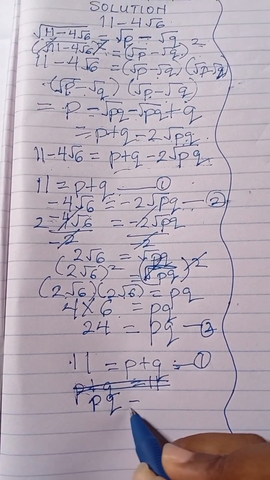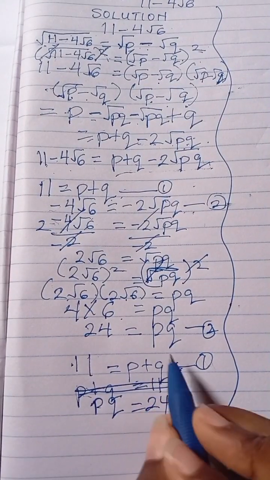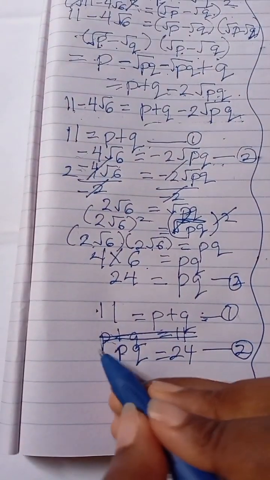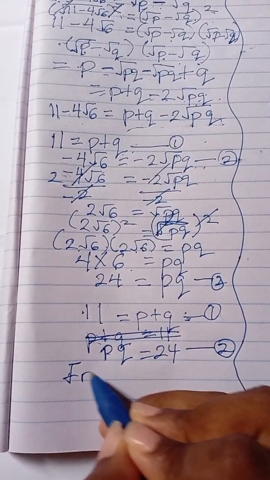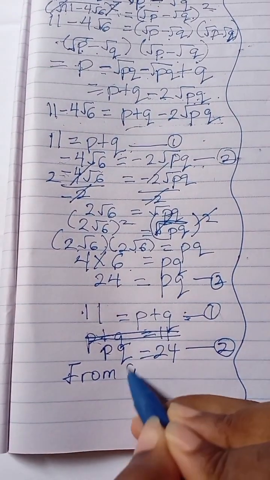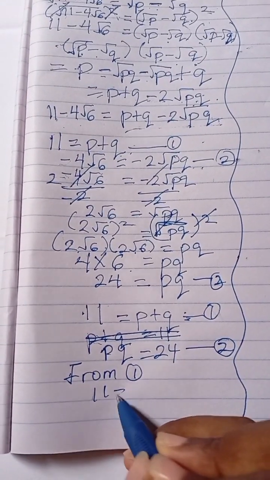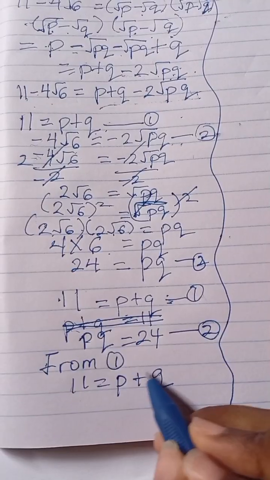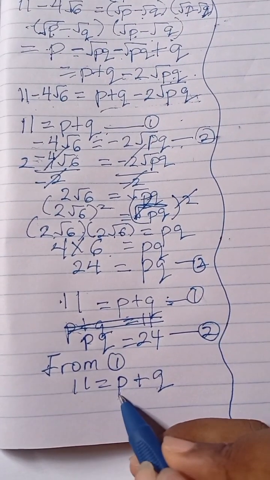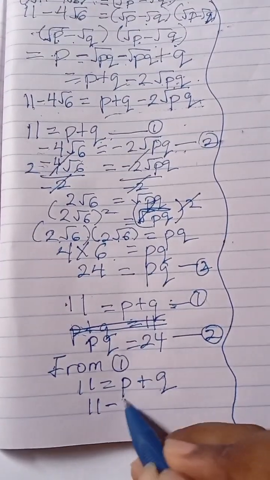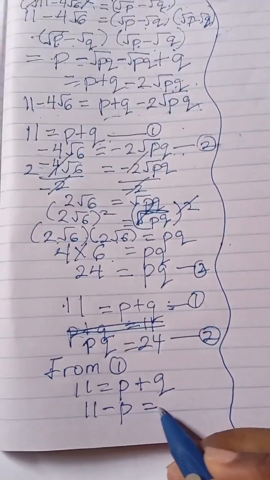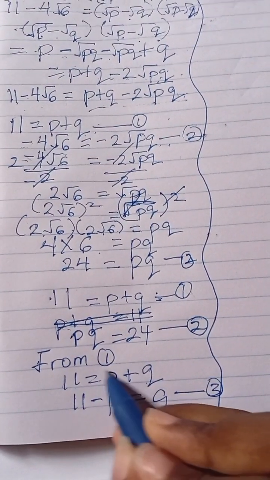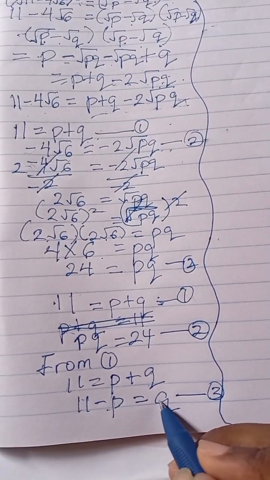PQ is equal to 24. I exchange where they were. Equation 2. So now, from 1, which is 11 equals P plus Q, let's make Q the subject. We want Q to stand alone. So P will come here. That will be 11 minus P equals Q. Sorry, that's equation 3. Now I brought the P here. It became minus and it remained Q here.